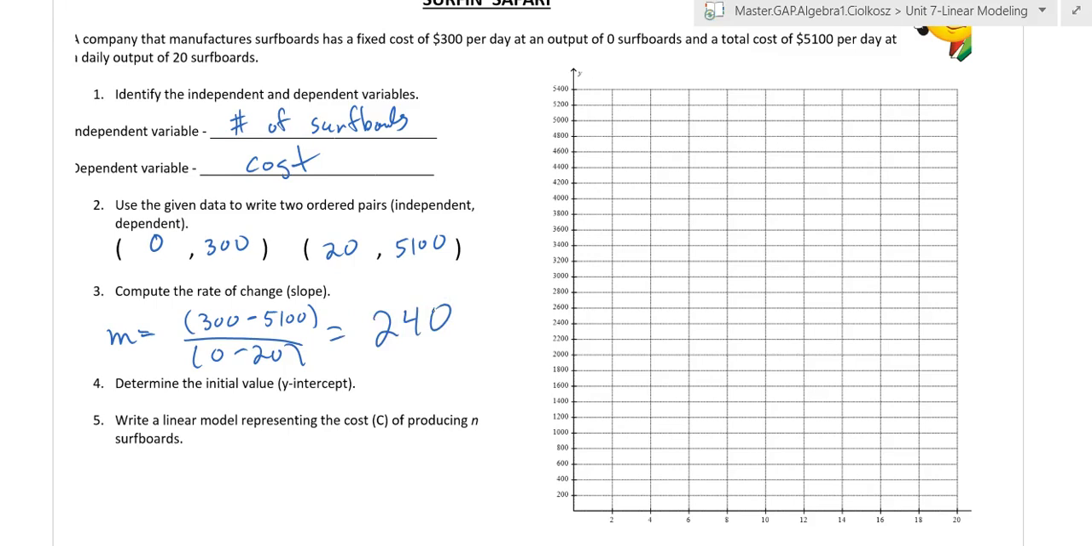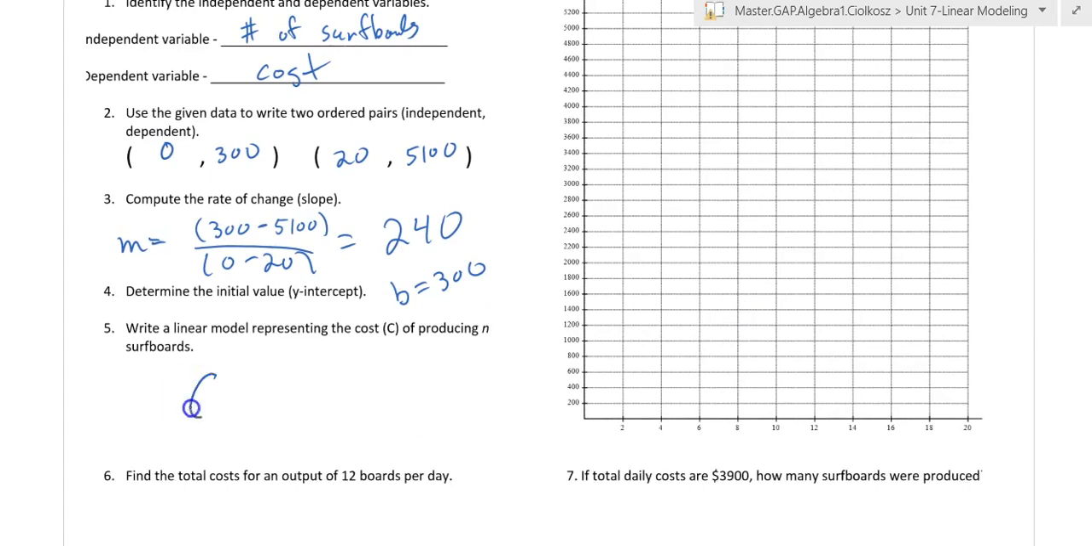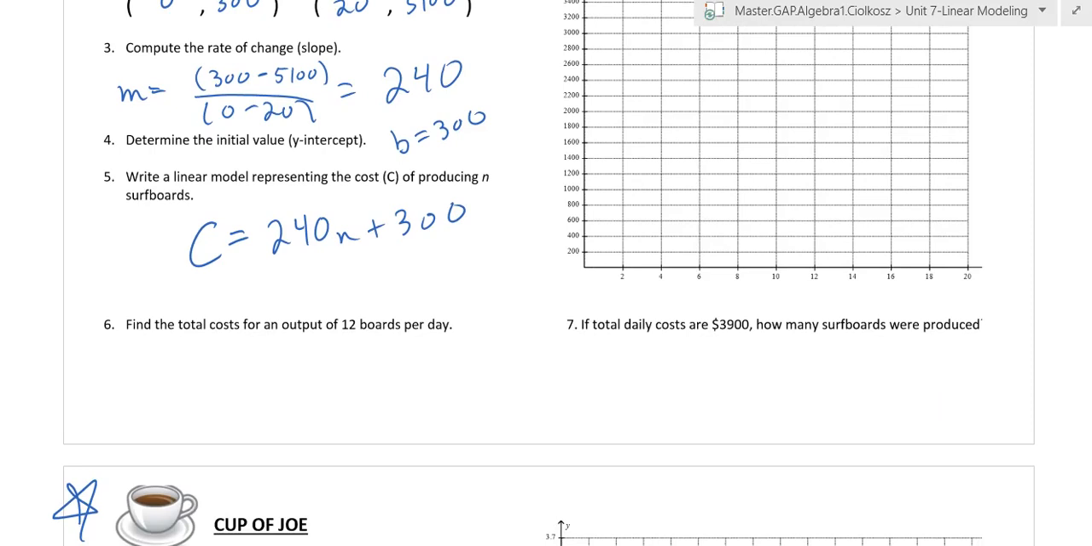The initial value. Well, here it's saying at 0 we get 300. So you can either go back and see how to solve for that b, but you'll notice anytime we know the initial cost, so a fixed cost or a flat fee, or if you have x is 0, whatever goes with it is going to be your b. So now our cost C is $240 per surfboard n, plus that initial cost of $300. We're not going to worry about graphing this.